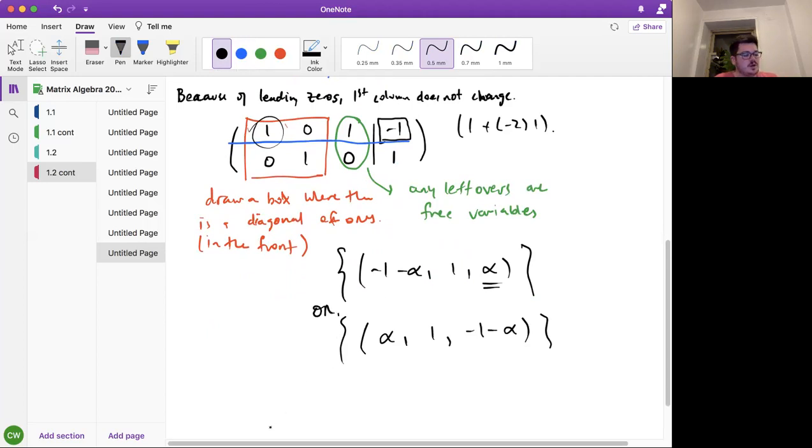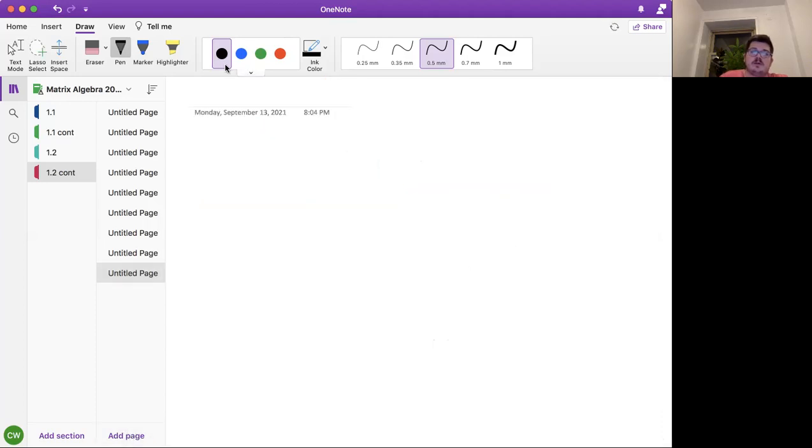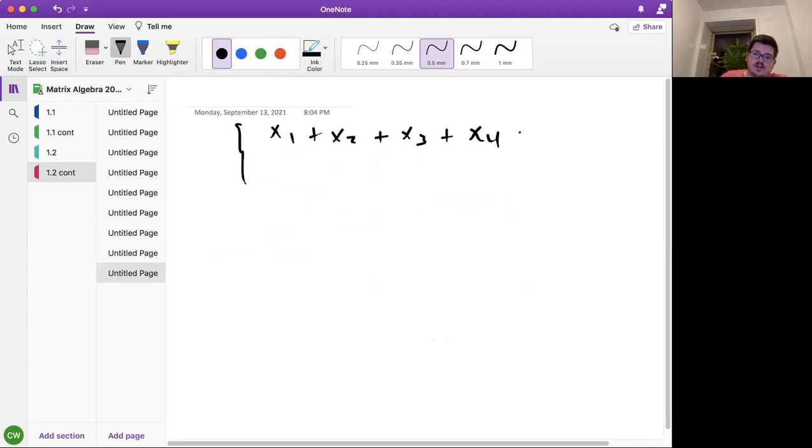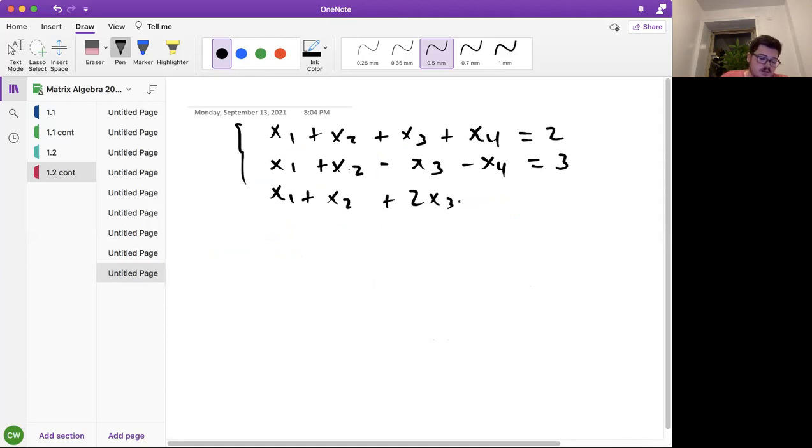Okay, so let's do one more step of complication, and this is pretty much where we'll finish 1.2. x1 plus x2 plus x3, we'll add a 4th variable, plus x4 is equal to 2. x1 plus x2 minus x3 minus x4 is equal to 3. x1 plus x2 plus 2x3 plus 2x4 is equal to 1.